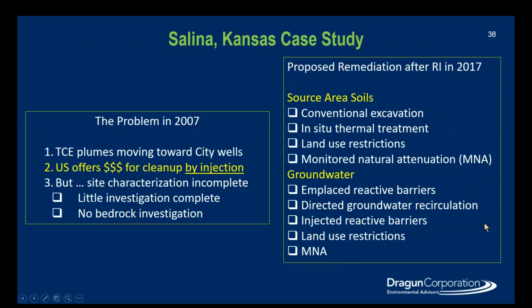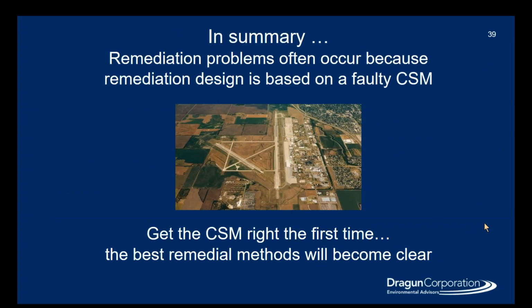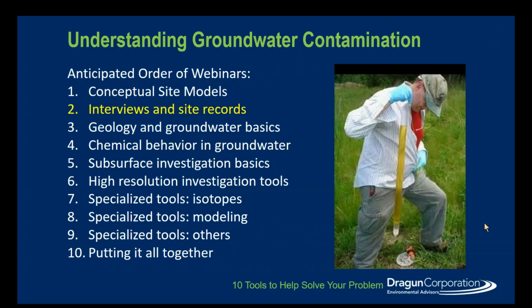remediation. And this is comparing on the left what the government offered prior to a comprehensive remedial investigation and a good CSM to what is required to clean up the site. So it's a good indication of needing good information before you can come up with a remediation that will be appropriate. In summary, remediation problems often occur because the remediation design is based on a faulty CSM. If you get the CSM right the first time, the best remedial methods will become clear.